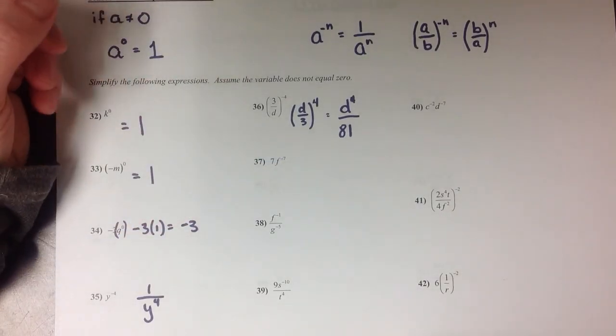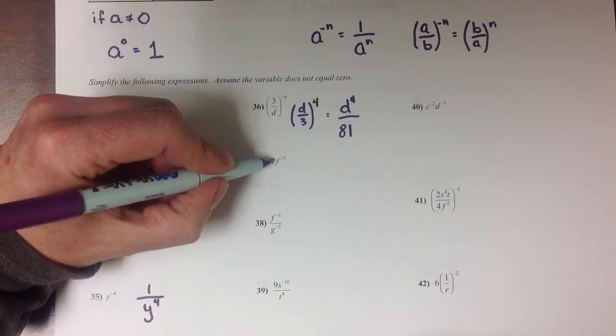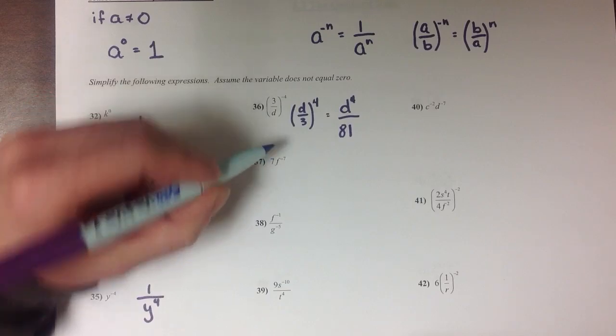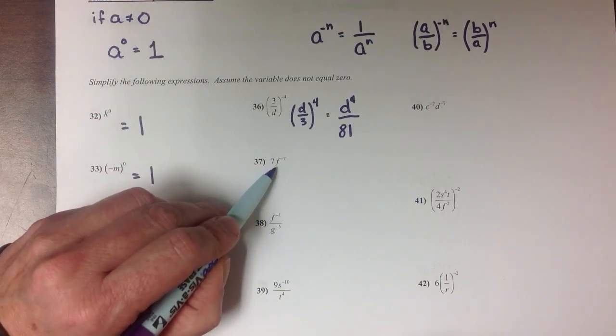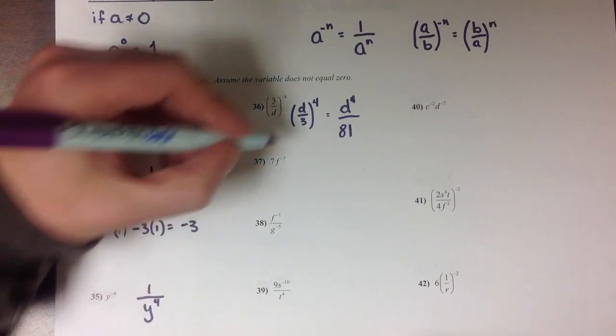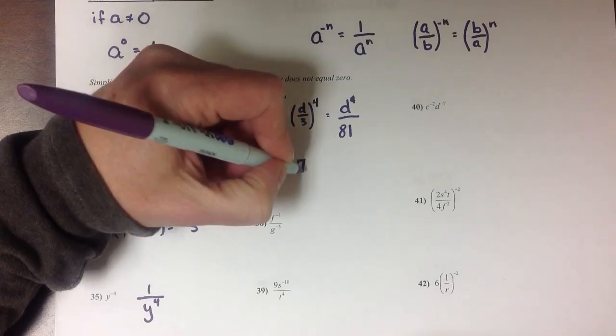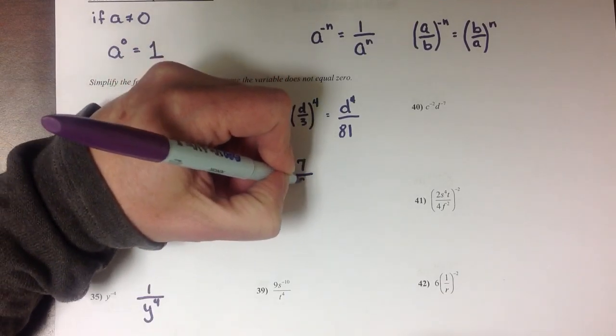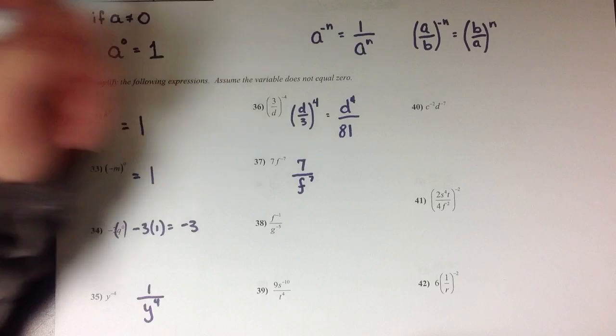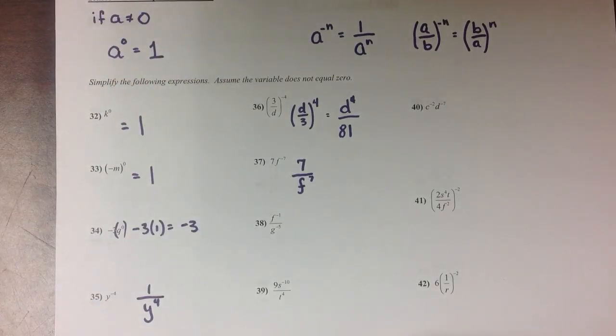7f to the negative 7 looks a little trickier because this is not in parentheses. So the negative 7 is applying only to the f. So only the f gets to ride the elevator down. The 7 stays where it is. The f goes to the bottom and gets raised to the 7th power.